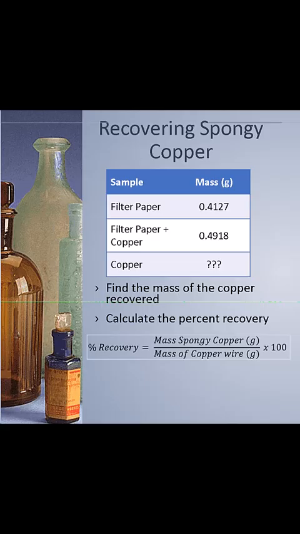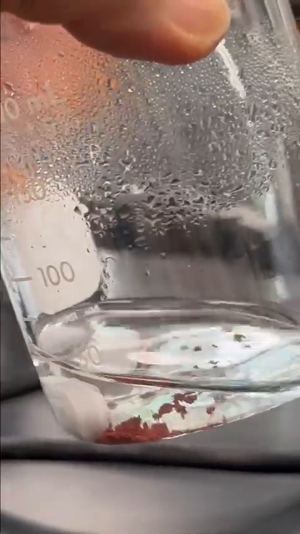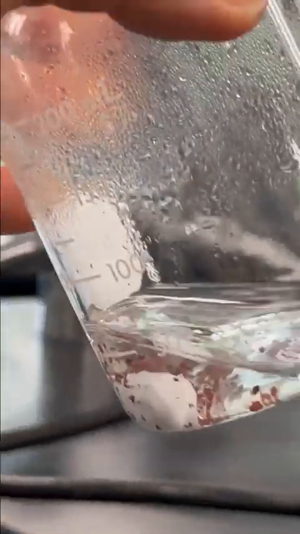You're going to multiply this by 100, and that will give you the percent recovery. All right, so let's take a look at these final steps in our process. Now that all that blue color is gone, we need to go ahead and filter our copper.